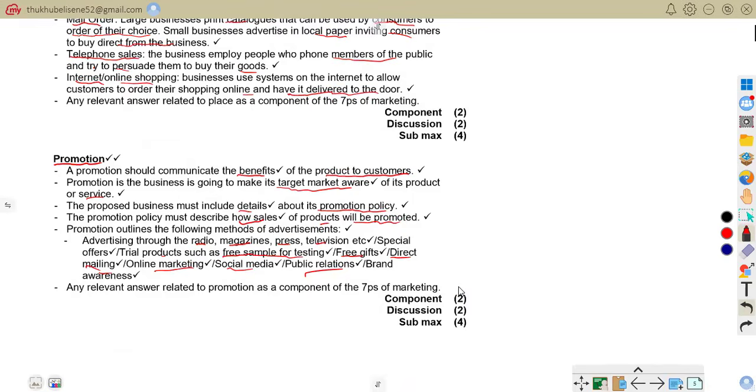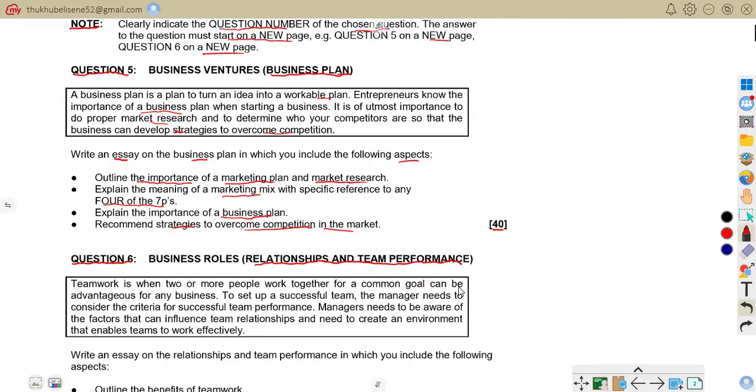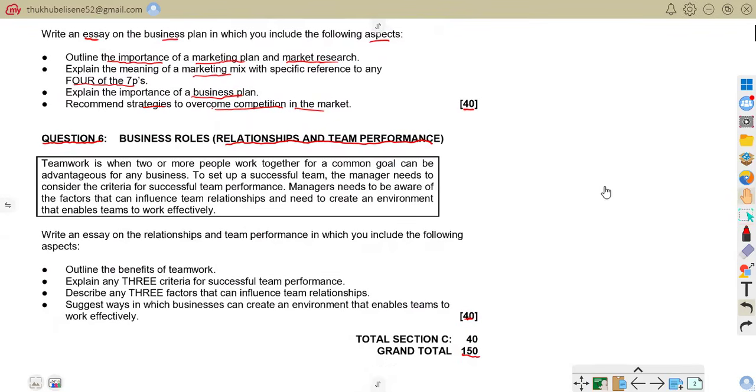Question 6. So here we are on question 6, that is business role relationships and team performance. So here is a scenario. Teamwork is when 2 or more people work together for a common goal and can be advantageous for any business. To set up a successful team, the manager needs to consider criteria for success for team performance. Managers need to be aware of the factors that can influence team relationships and need to create an environment that enables the team to work effectively.